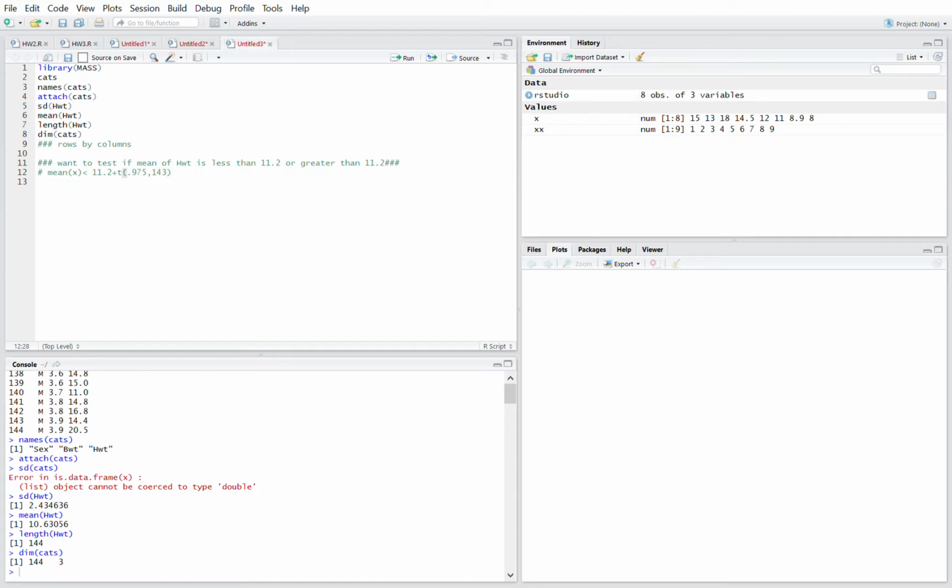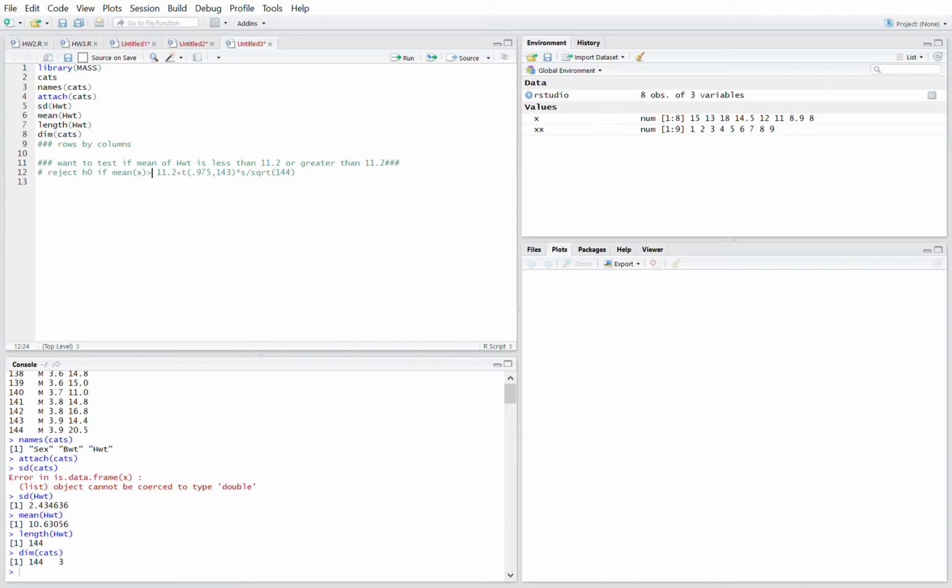I'll accept... I'll reject H naught if that's true, correct? I'll reject H naught if this is true, correct? If I get some extreme value, assuming 11.2 is the mean, then I'd reject it, correct?